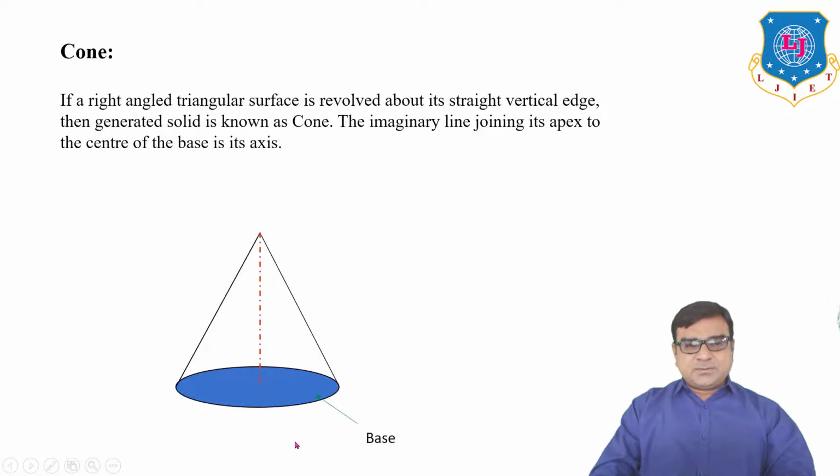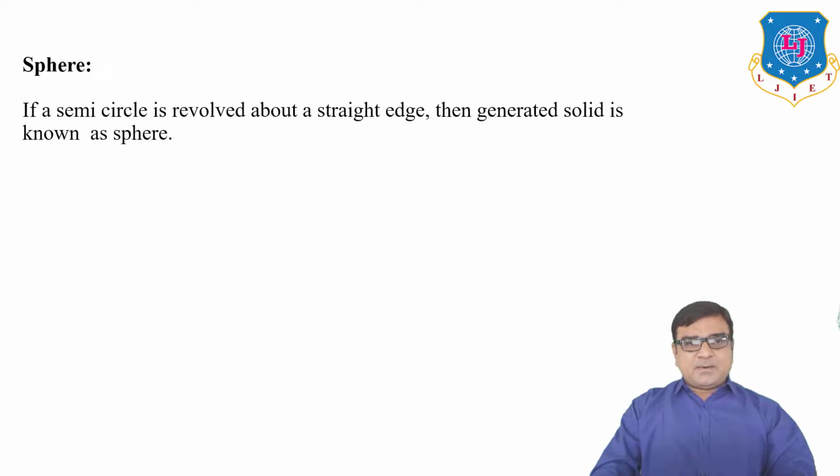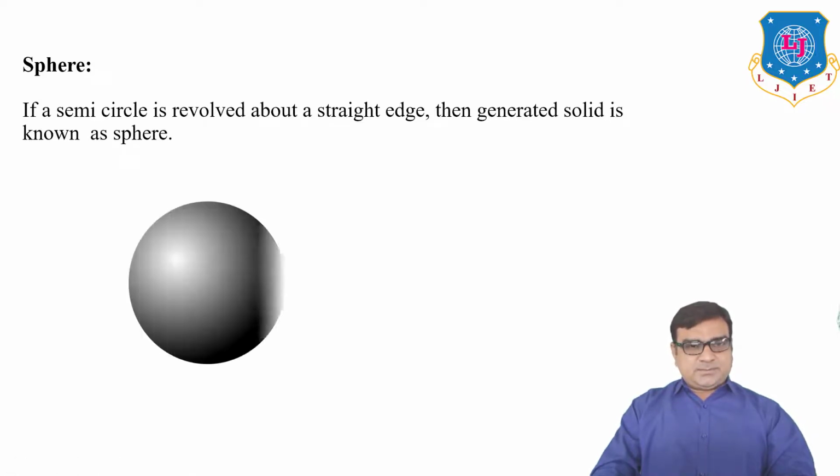In this cone, the base is always a circle. The center of the base and the apex are connected by the axis. The line from the apex to the periphery of the base is known as a generator. So there are a number of generators available in the cone. This is the apex. This is the base center. Now sphere: when a semicircle is revolved about a straight edge, then the generated solid is known as a sphere. So to draw the sphere, we need the radius or diameter of the sphere.